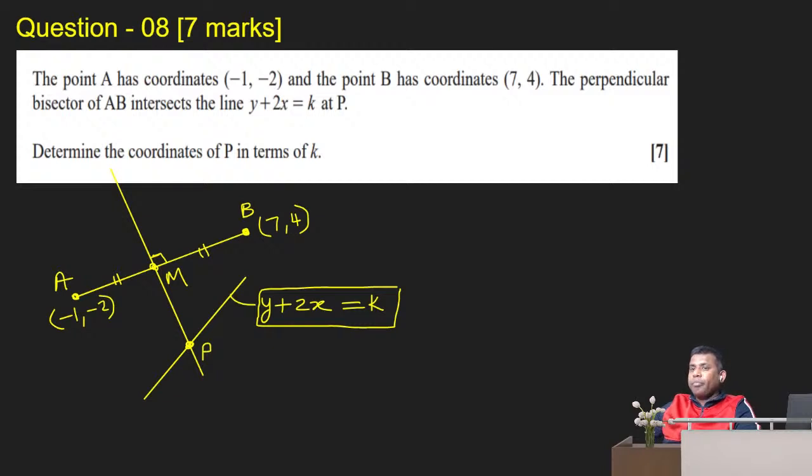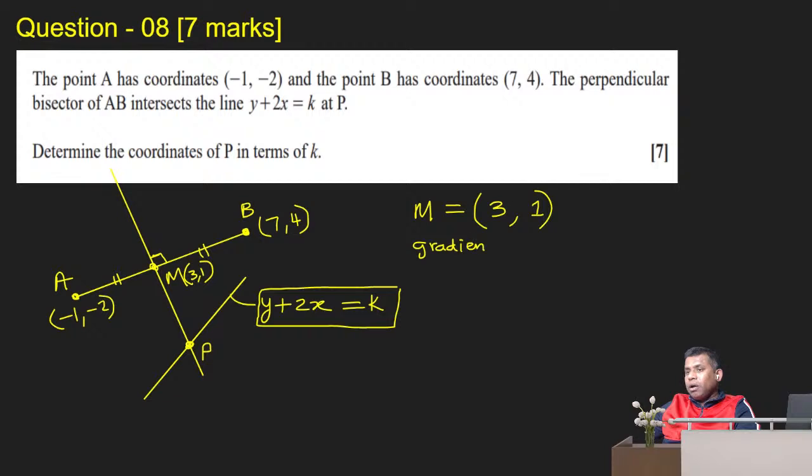Determine the coordinate of P in terms of k. First things first, the midpoint. You know how to do the midpoint: add them up at the x coordinate and divide by 2. 7 plus -1 is 6, divided by 2 is 3, comma, 4 plus -2 is 2, 2 divided by 2 is 1. So the midpoint is 3, 1, and we need to find out the gradient.